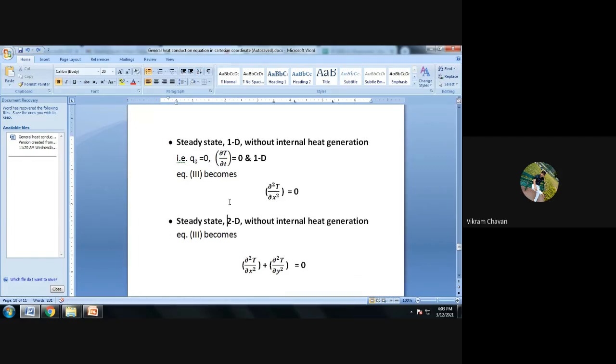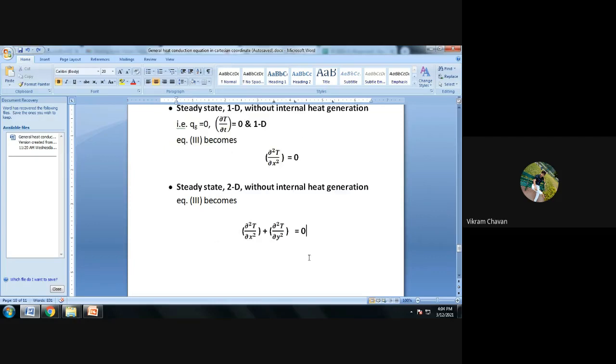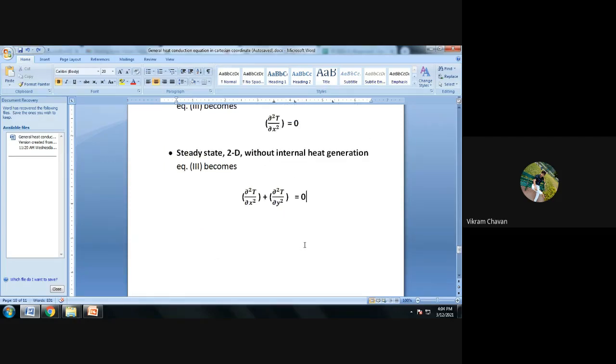For understanding purposes, I have written the equation in the x and y coordinate system only. So the temperature changes with respect to x and with respect to y. The equation becomes ∂²T/∂x² + ∂²T/∂y² is equal to 0. Please write down.